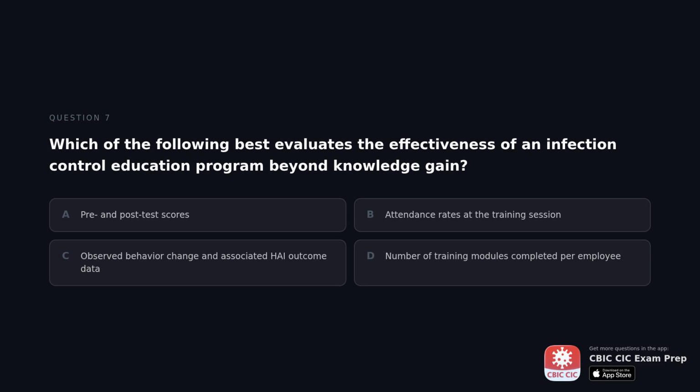Which of the following best evaluates the effectiveness of an infection control education program beyond knowledge gain? A. Pre- and post-test scores. B. Attendance rates at the training session. C. Observed behavior change and associated HAI outcome data. D. Number of training modules completed per employee.